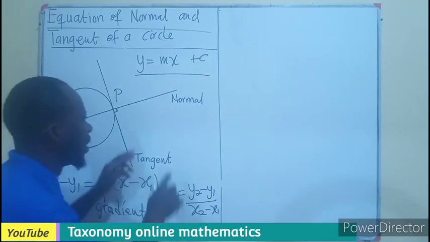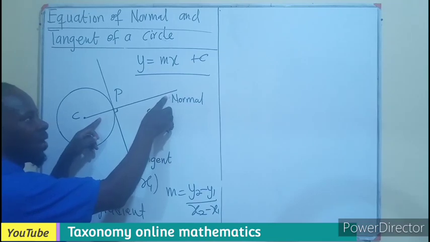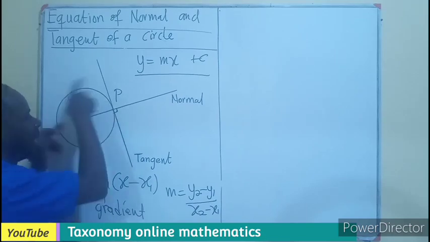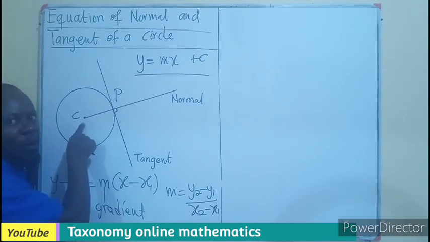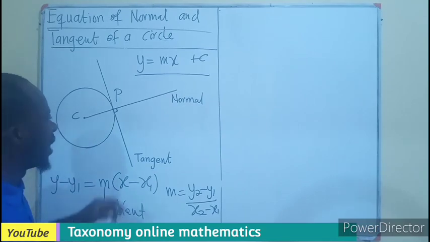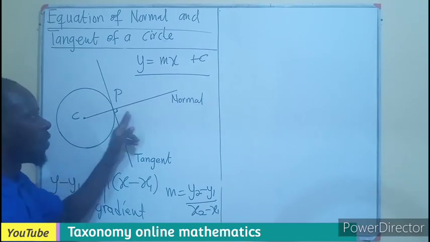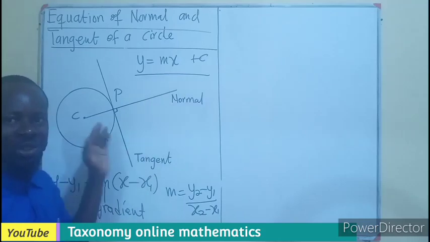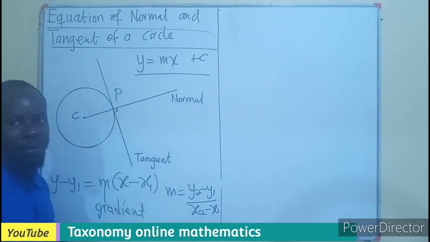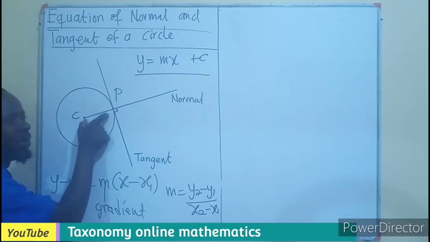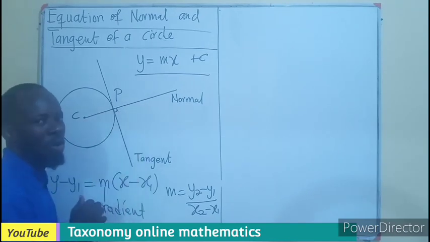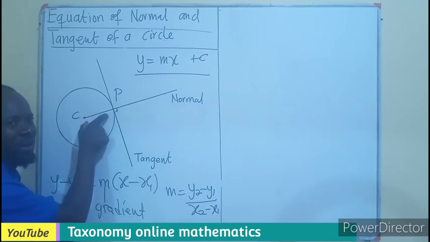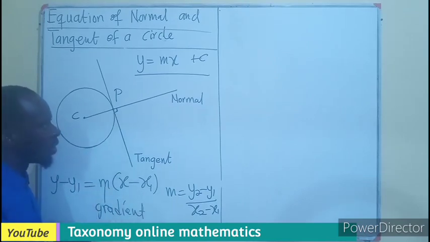Now, one property is that the normal is a line that always passes through the center. The normal to a circle at any point always passes through the center. Or in a more refined way, we can say that the normal is just the extension of the radius. You can see from the center to the circumference, then we extend it, which is a straight line that passes through the circle. So in that case, the gradient of the radius is the same as the gradient of the normal. The normal and the radius have the same gradient. Okay, that is the first point.